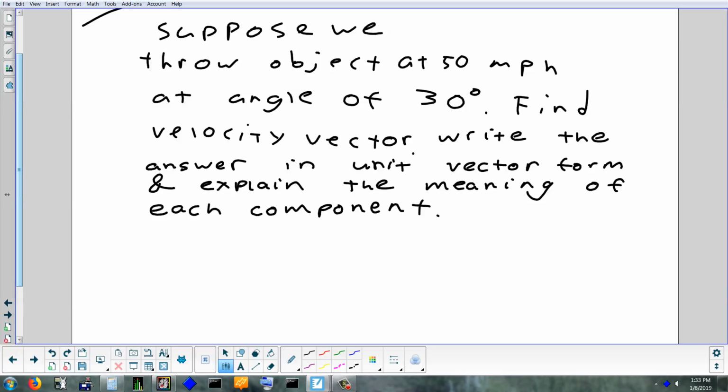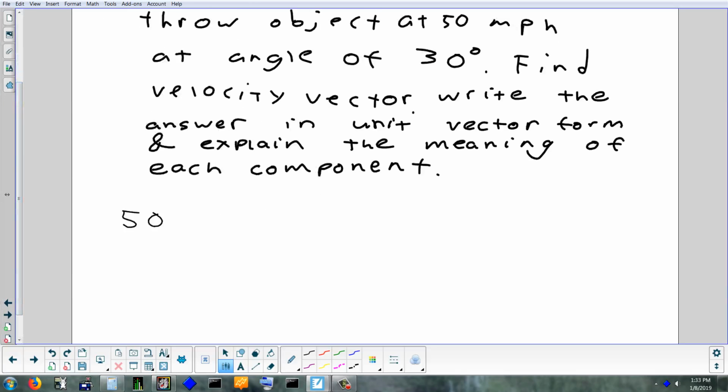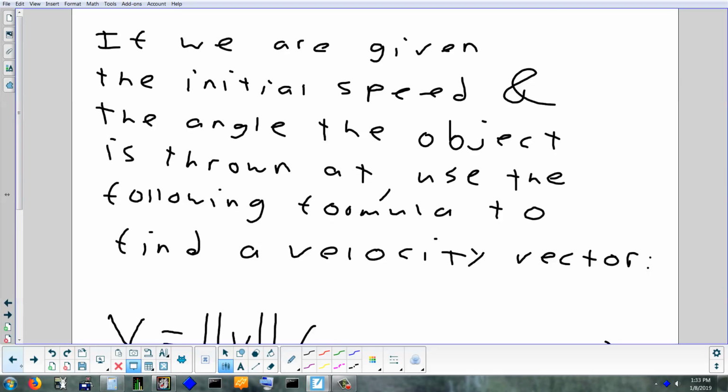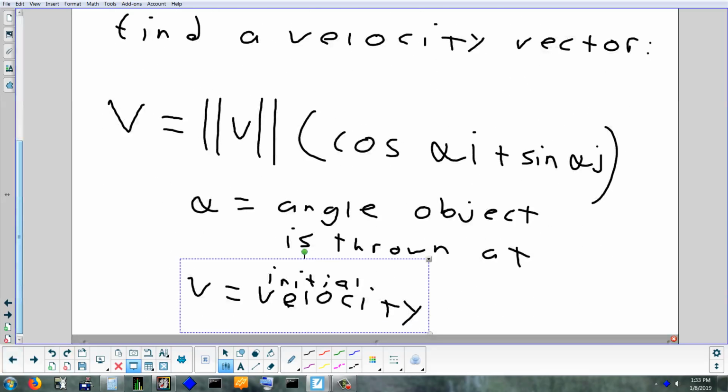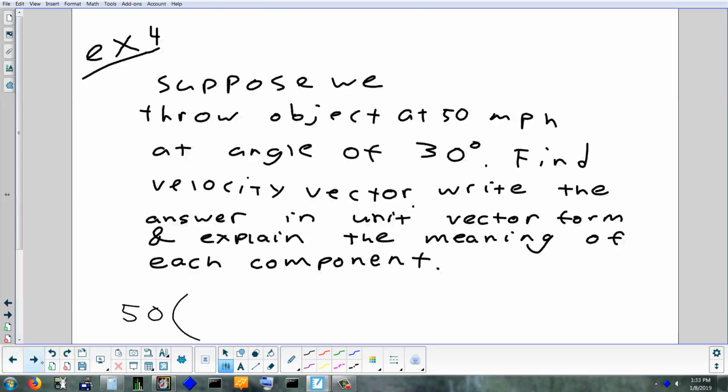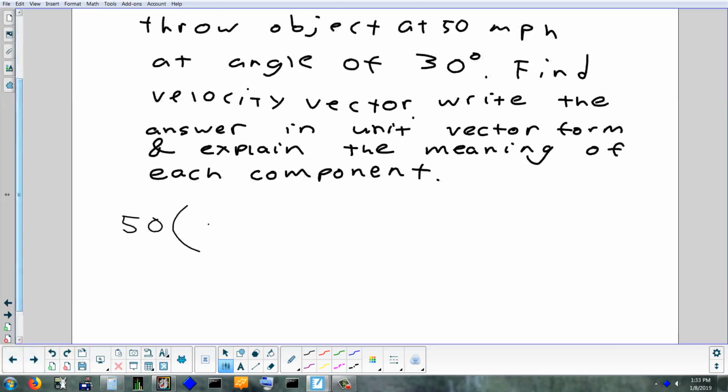We've got two choices. One of them's the magnitude, and one of them is not. 50 miles per hour. So put the magnitude out in front, and then cosine alpha i, sine alpha j. But fill in alpha. What's alpha in this case? 30. So cosine 30 i, plus sine 30 j.